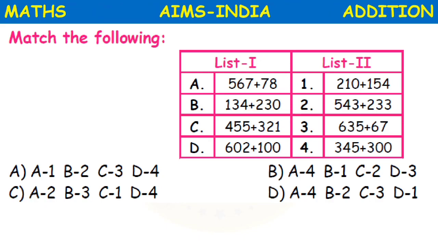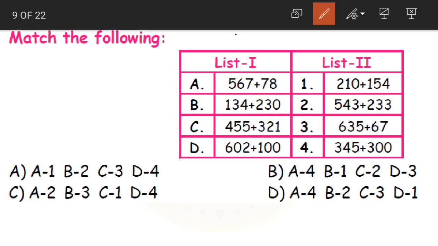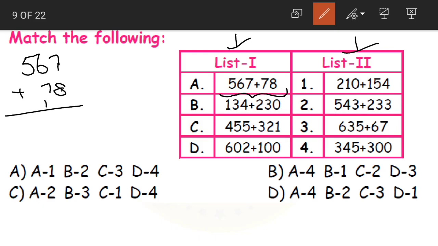Match the following. See, we have two lists here. First one is 567 plus 78. Let us add these two. 567 plus 78. 7 plus 8 becomes 15. 6 plus 7 becomes 13 plus 1 becomes 14. 5 plus 1 becomes 6. So 645 is our answer. Yes, for A, 645 is our answer.